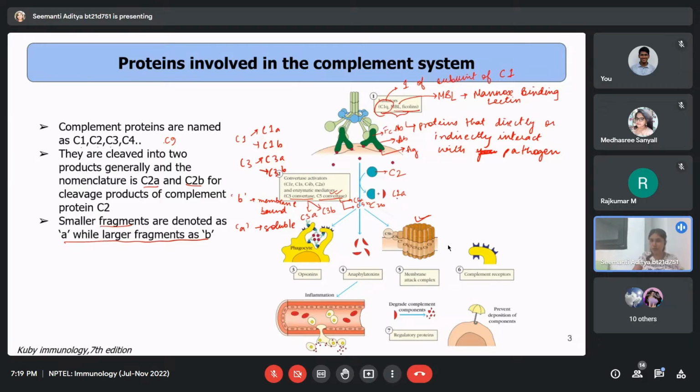Whichever fragment is the soluble portion, that soluble portion is generally associated with the anaphylatoxins or inflammation. All the soluble forms of the broken down complement proteins run in the circulation and they activate the inflammatory pathways. They will activate the cytokines and chemokines to be released, and that will result in extravasation.